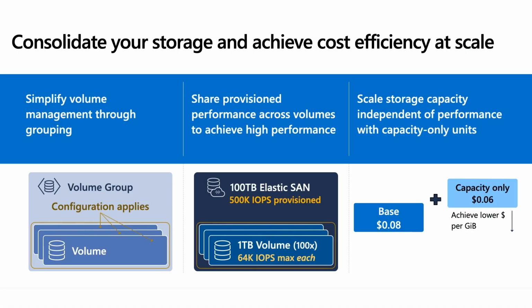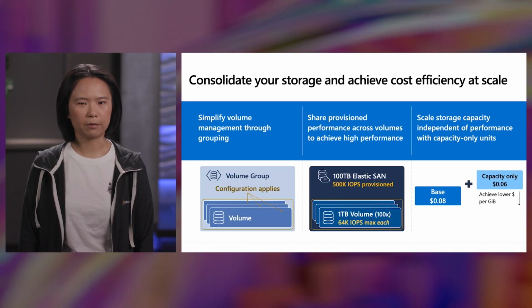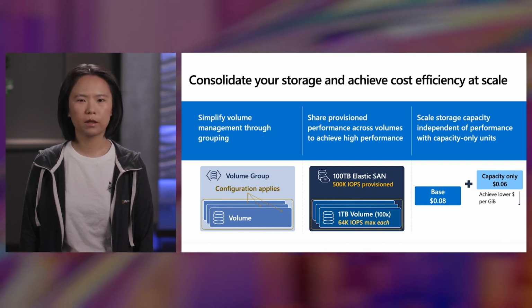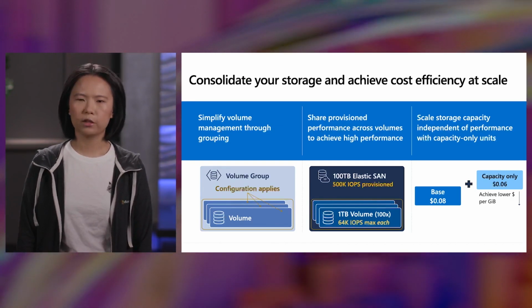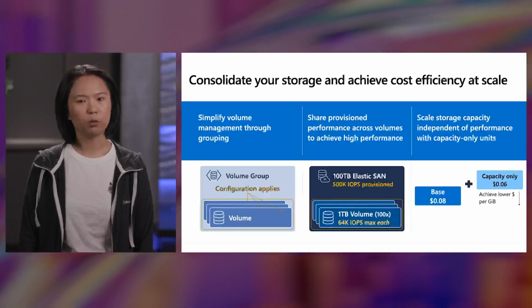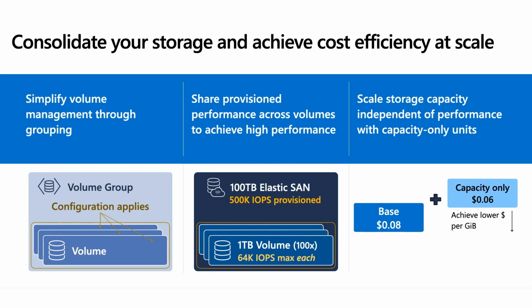Next, we would like to take a look at a few scenarios where Elastic SAN will be a great fit. Because Azure Elastic SAN uses a similar resource hierarchy to on-premises SAN, you get the same consolidated experience that makes management easier. Network and encryption configurations are set at the volume group level, but apply to all volumes in that group. Beyond the simpler management experience, you can achieve better cost efficiency by deploying block storage at scale. We let you share the provisioned performance of your Elastic SAN across these volumes. You can easily achieve high performance with great cost efficiency.